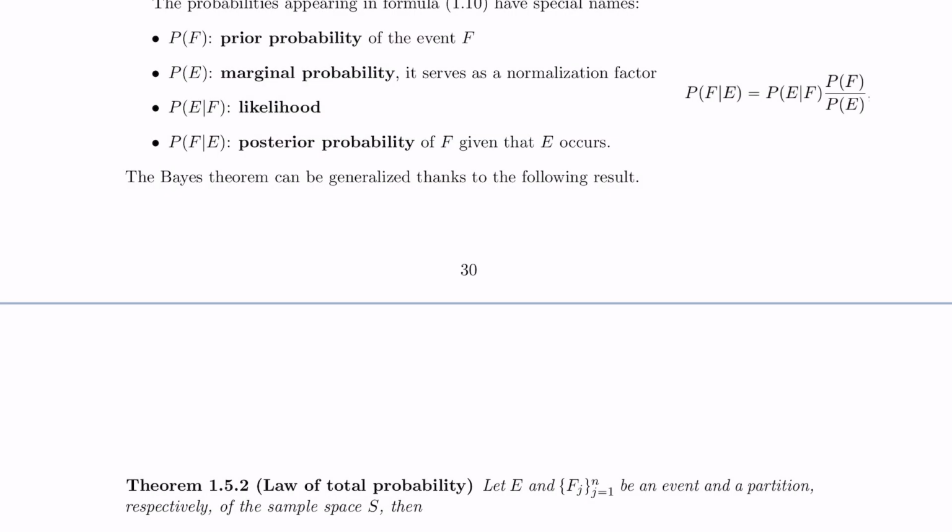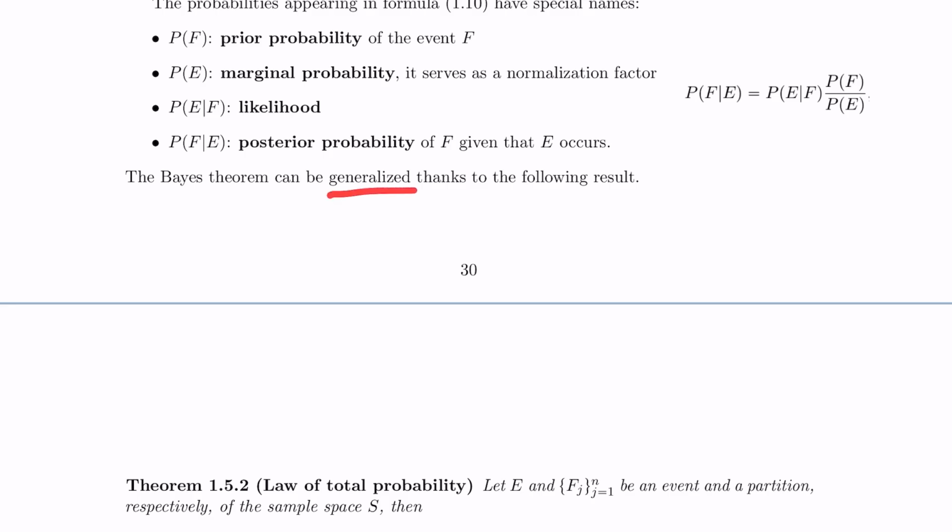As always in probability, we have peculiar names for everything, which is also the case for the objects appearing in Bayes' theorem. P of F is called the prior probability of the event F. P of E is called the marginal probability, and it serves as a normalization factor. Then we have the conditional probability of E given F, which is called the likelihood. And finally, we have the conditional probability of F given E, which is called the posterior probability of F, given that E occurs. This one is the easiest possible formulation of Bayes' theorem.